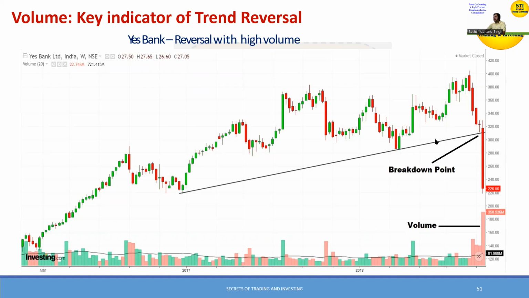This is just an example. Here, the trend line breakdown is happening. At the same time, you see the volume is also very high. So if the volume is very high and a breakdown or breakout is happening, that means we can go one level up in conviction. We will be a little bit more strongly convinced, and whatever trend it is showing will be mostly correct.